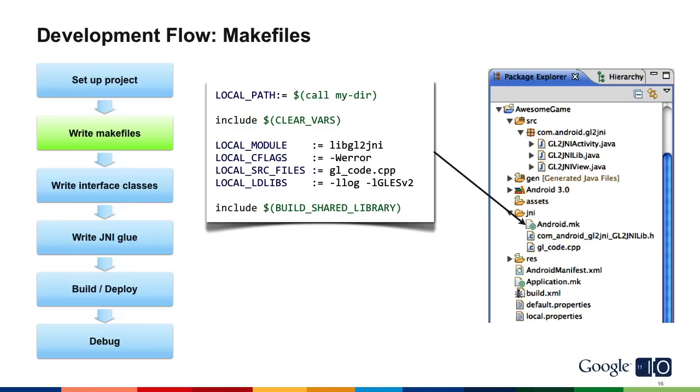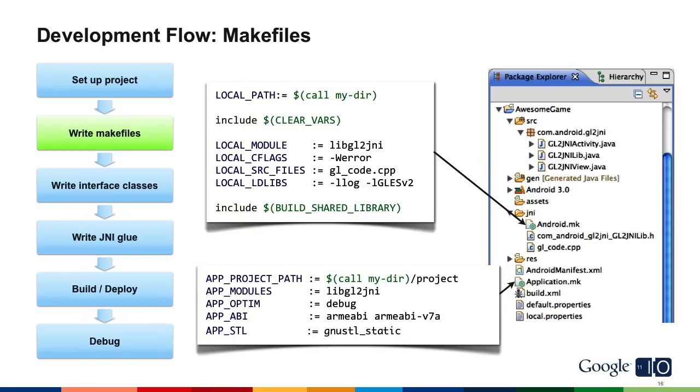The first makefile is called Android.mk. It's mandatory. The build system expects to find this, and if it doesn't, it will complain. It just contains the names of the files that you're compiling and any flag overrides that you want to do. So if you want to set C flags for your project, fine, you can do it here.